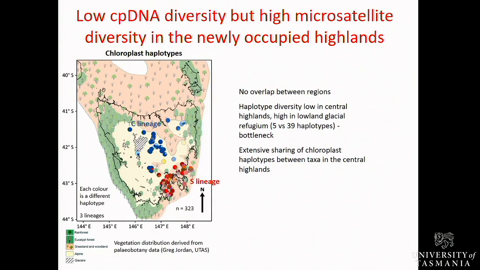Secondly, though, we found really low haplotype diversity in the Central Highlands, only 5 haplotypes found across that whole region, compared with 39 found in the glacial refugium. And again, that's no surprise, that's what we expect to see. We saw extensive patterns of sharing on the Central Plateau, and this occurred to a lesser extent in the southeast.